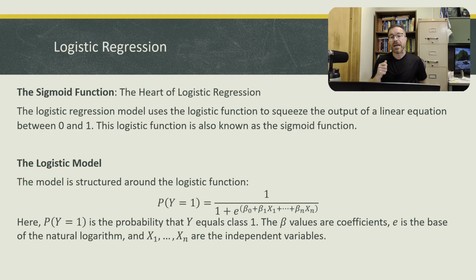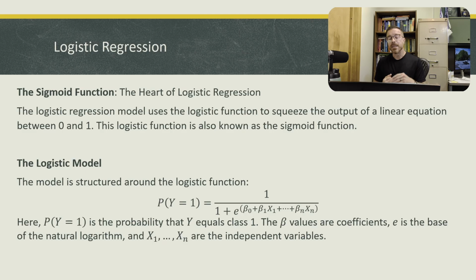And let's actually look at this sigmoid function to begin with. A logistic regression model uses a logistic function as part of the generalized linear model to squeeze the output of a linear equation between 0 and 1. And the logistic function is known as a sigmoid function. So the logistic model that we use is structured around this logistic function.